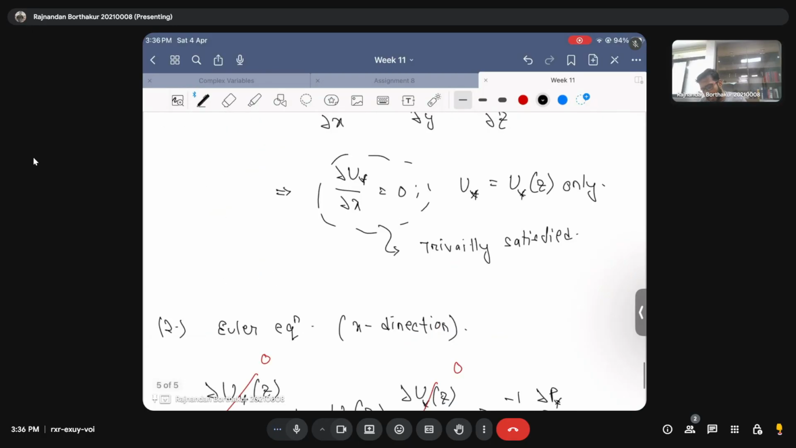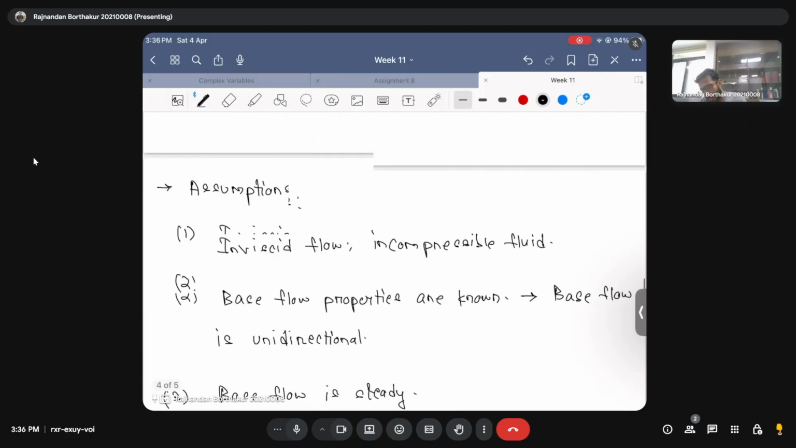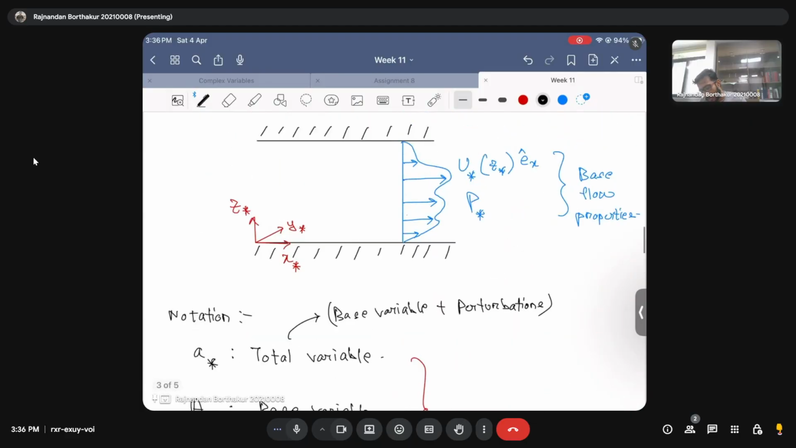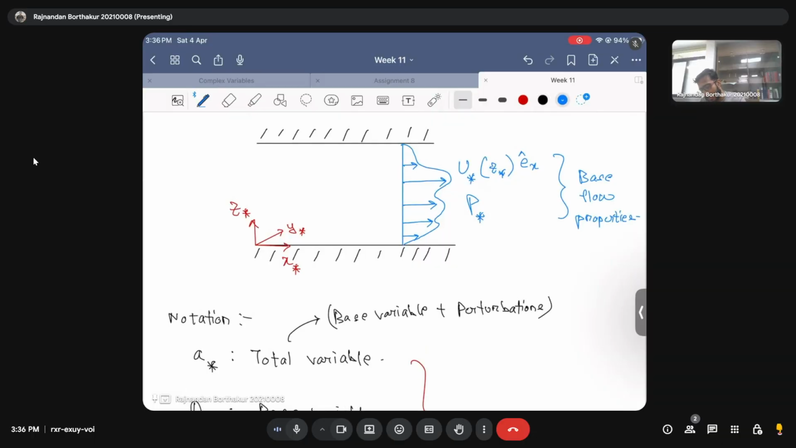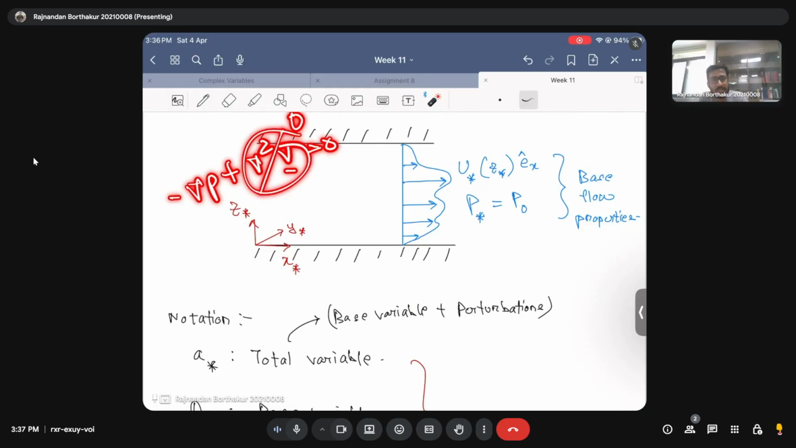So what does it mean? It means that my base pressure that we have chosen, that is PB, or let's say capital P star, is just equal to some constant which is equal to P0. See, this is the scenario simply because the fluid is inviscid. Had it been a viscous fluid, then we would eventually see that this gradient of pressure is being balanced by the viscous term. But here, since the viscous term is 0, the pressure gradient itself has to be equal to 0 in order to satisfy the Euler equation.